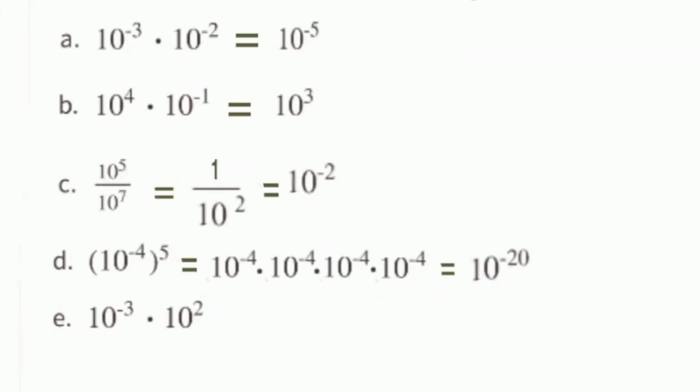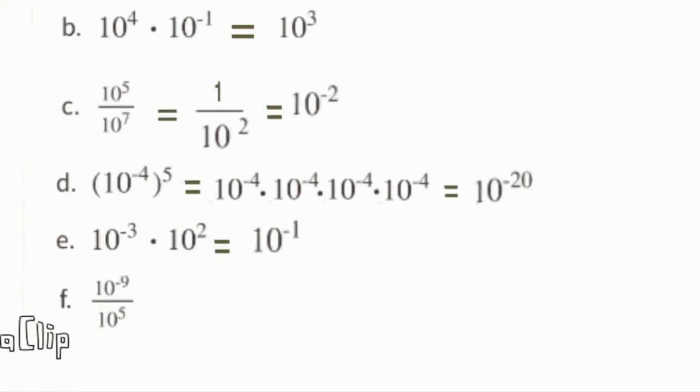E. 10 to the power of negative 3 times 10 to the power of positive 2. Remember, since they have a common base number, in this case, their bases are 10, we can add their exponents. Negative 3 plus a positive 2, and that equals negative 1. To rewrite this expression using a single power of 10, we would write 10 to the power of negative 1.